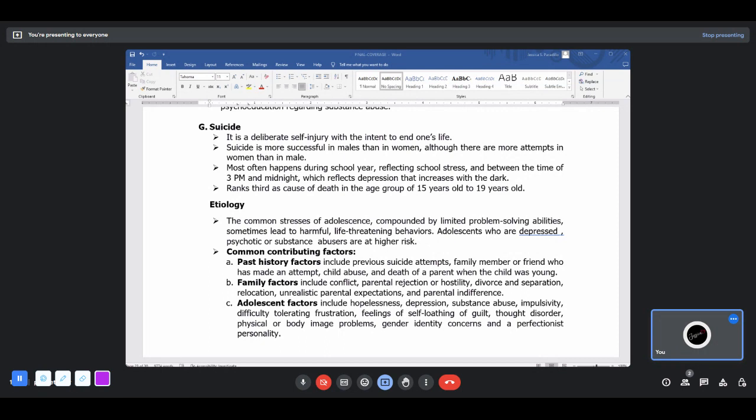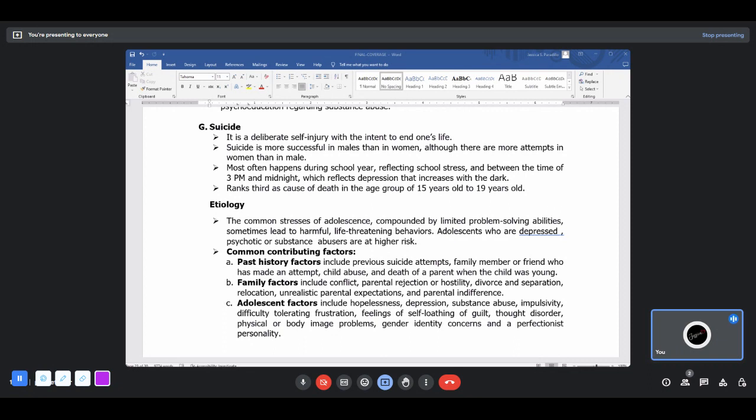Okay, for the etiology of suicide, the common stress of adolescence, okay, compounded by limited problem-solving abilities, sometimes led to harmful and also life-threatening behaviors. Okay, adolescents who are depressed, psychotic, or substance abusers are at higher risk na gagawa ng suicide. Okay, for the common contributing factors, we have the past history factors, which include the previous suicide attempts, family members or friends who have made an attempt. So, part yan ng past history, which can be a factor that can lead to suicide.